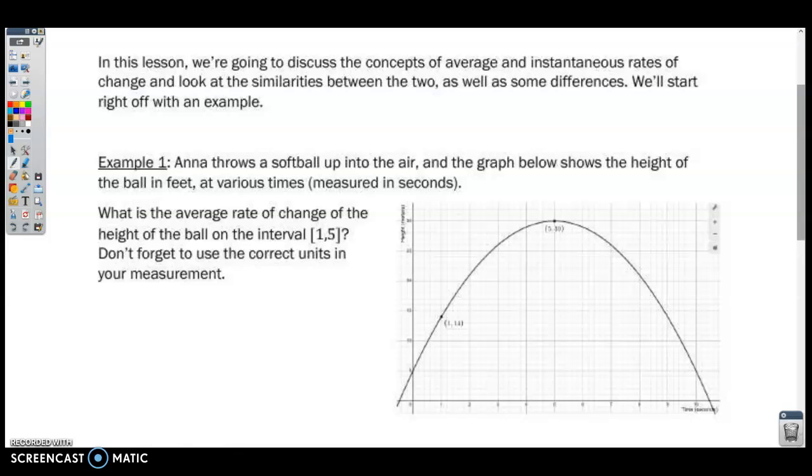Okay, so this is a concept that we've done several times before, I'm sure, in earlier courses, although maybe not necessarily in this context. But hopefully you know that the average rate of change of the height of a ball over a given amount of time is the change in height divided by the change in time.